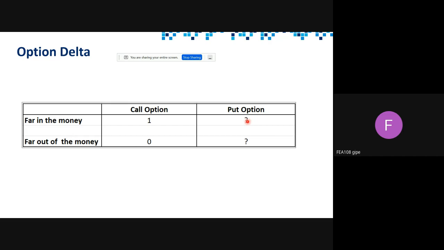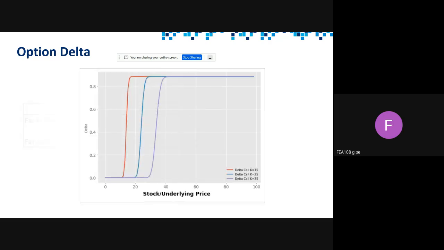And the put option, can somebody give me an answer here? If it is far in the money, what will be the put option delta? So would it be -1? That's correct. Who's this? Cherry. And far out of the money, it will be 0. Yeah, that's right.